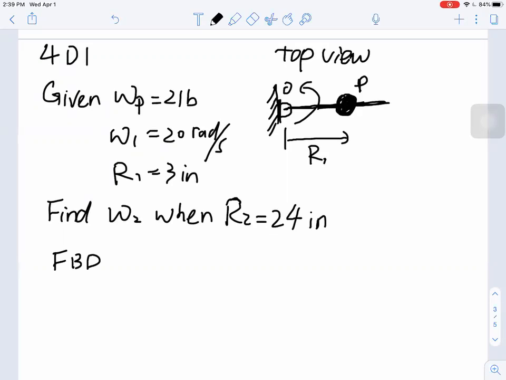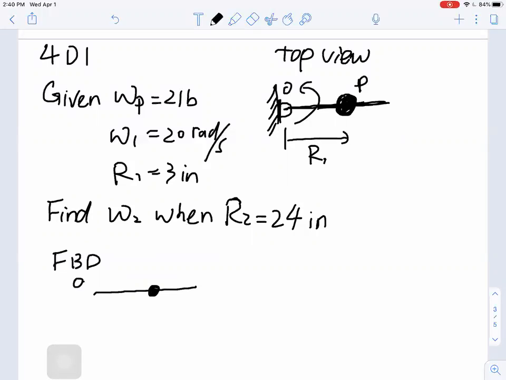So in this case, the bar is rotating on the tabletop, and this particle can slide along that bar, the arm. So both the particle and the arm are the system. We want to have a free body diagram for the system first. Let's have this arm now with that particle, and that's our point O over there.